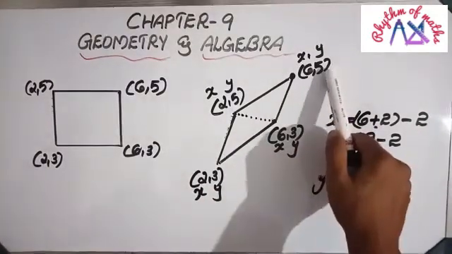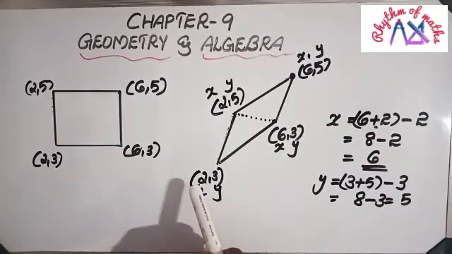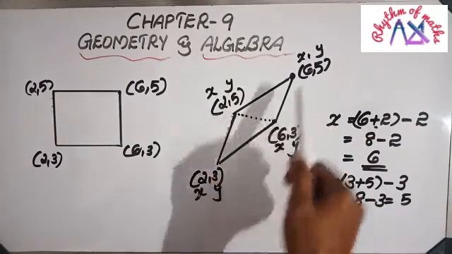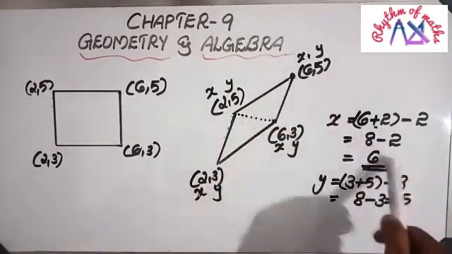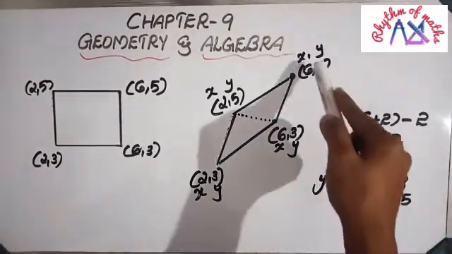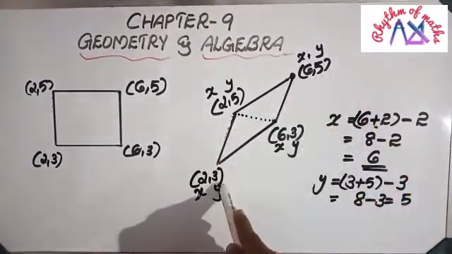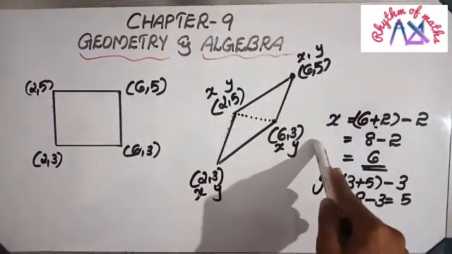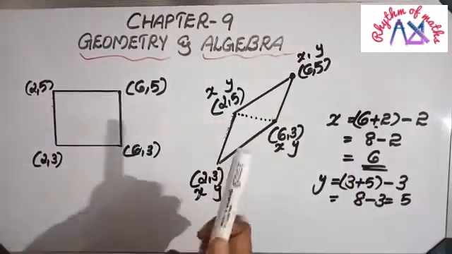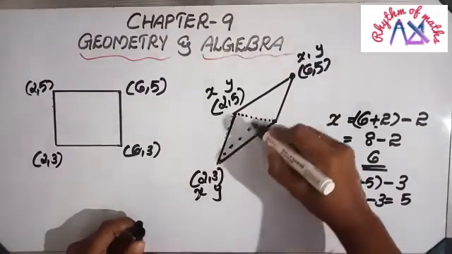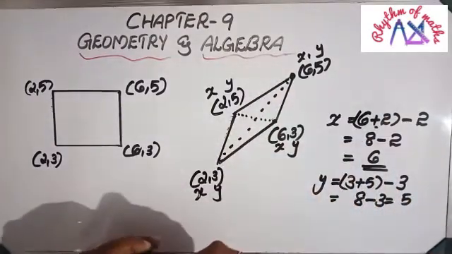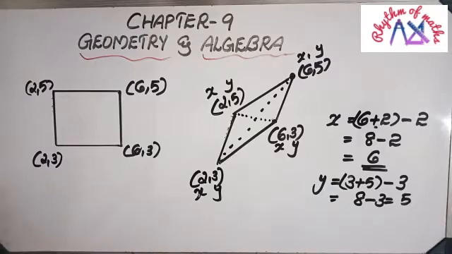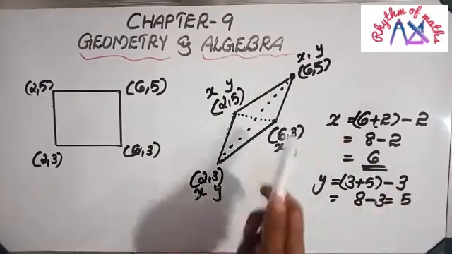Suppose this one is given and this one we need to find, then we will consider the diagonal and the corner point. If you want to find this one, suppose these two are given and one corner is given, then we will consider this diagonal. At least one diagonal's coordinates and one corner point we need. That is the way to find the coordinate.